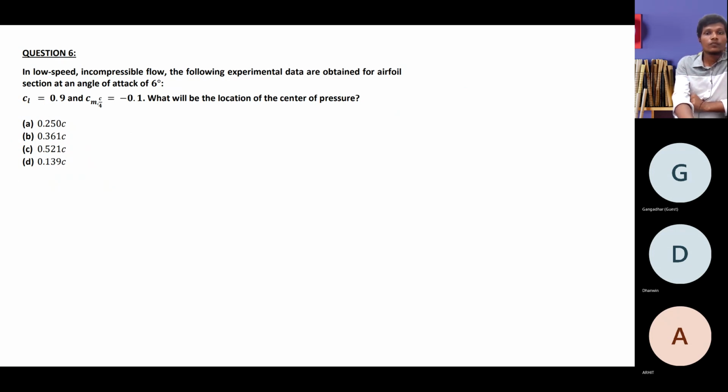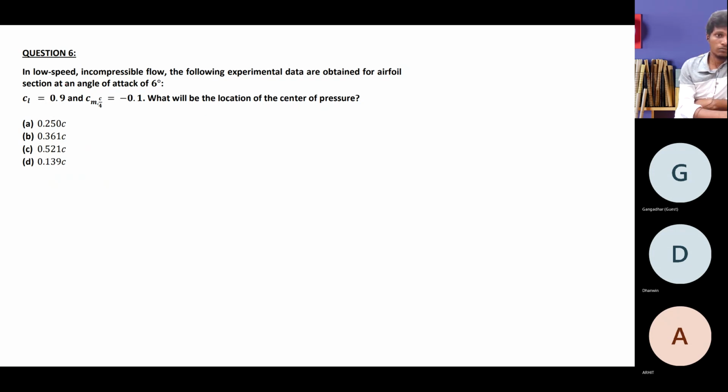Okay, let's go for the next question. In a low speed incompressible flow, the following experimental data are obtained for an aerofoil section at an angle of attack of 6 degrees: CL equals 0.9 and CM about c/4 equals minus 0.1. What will be the location of the center of pressure?